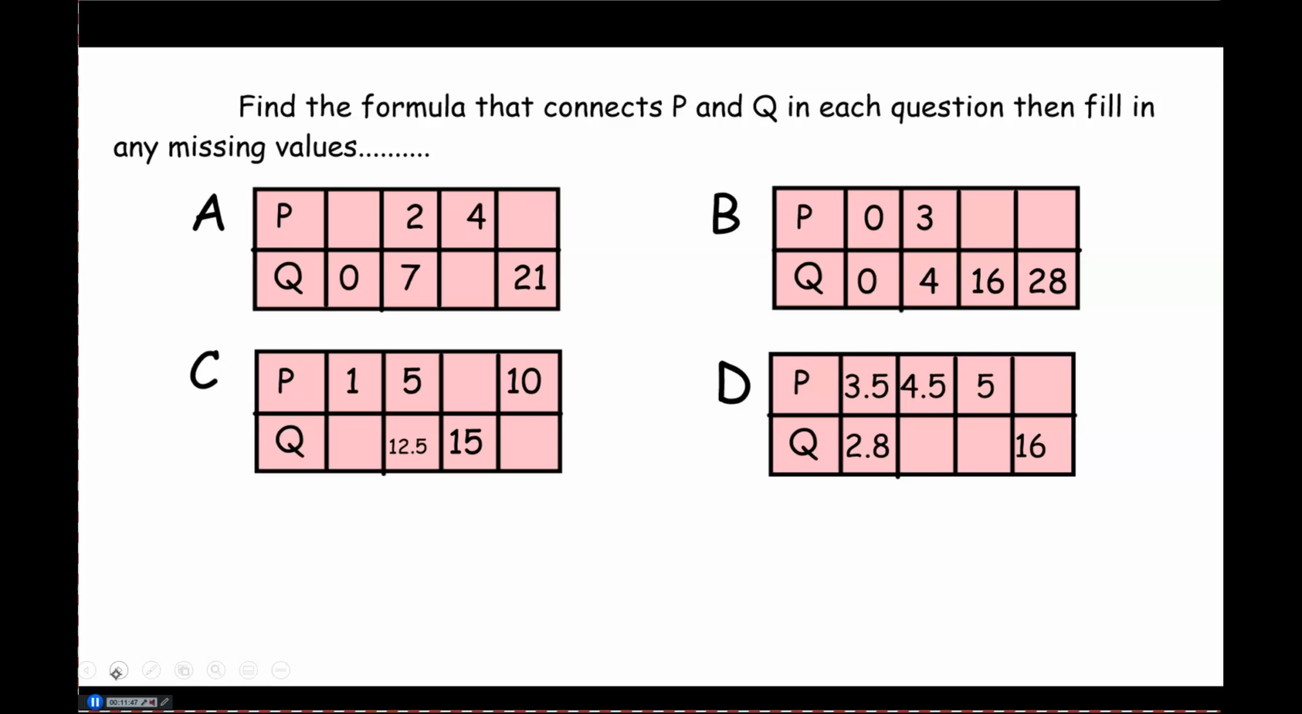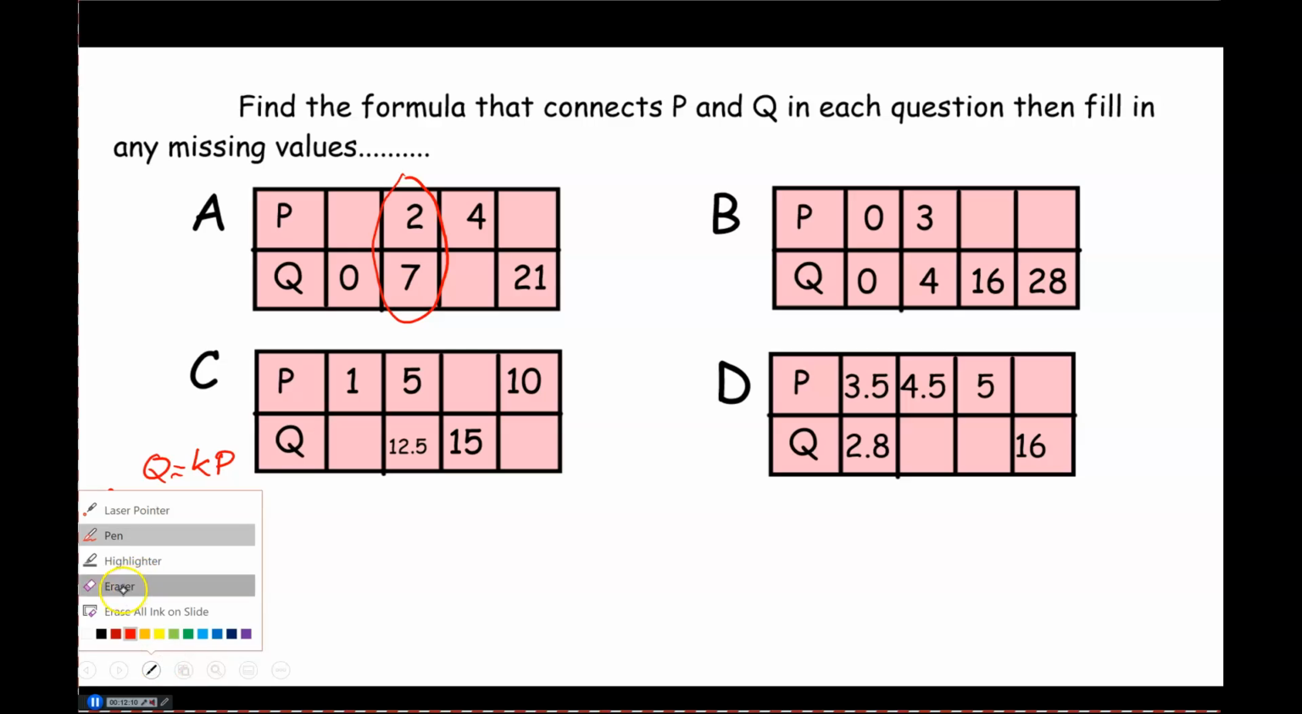So if we look at A, we'll do A first. And we've got 7. Sorry, I really should write it out as Q is equal to KP. So Q, taking these values here, we've got 7 equals something. Let's get rid of the 2, giving the game away.